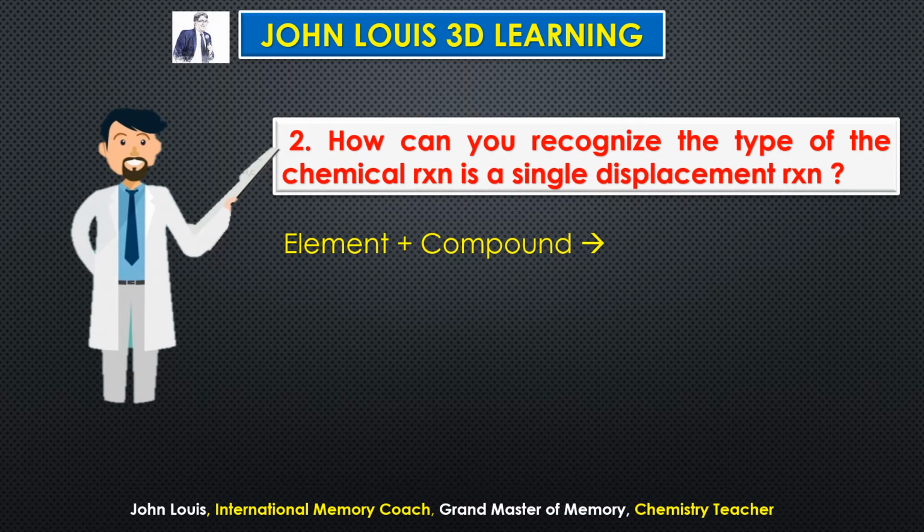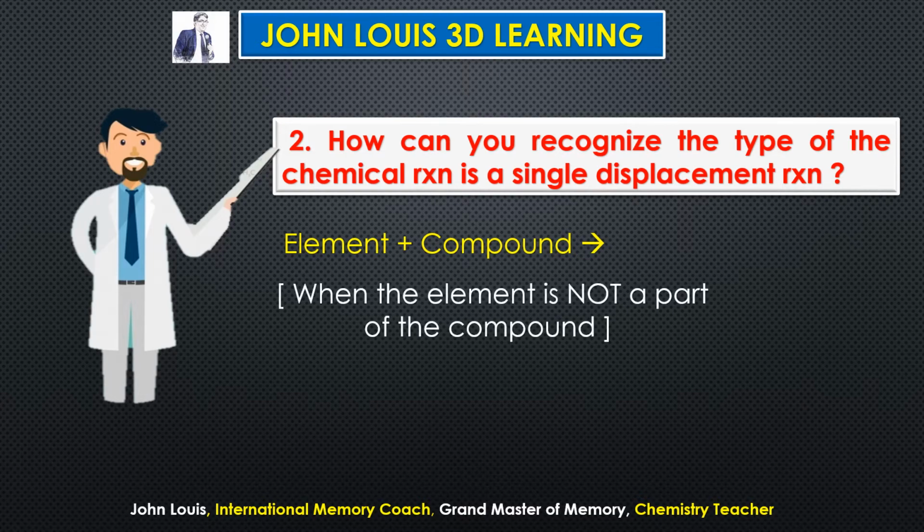But there is one condition. What is that? When the element is not a part of the compound. This element should not be the same as the positive ion of the compound or the negative ion of the compound. This element should be entirely different from the positive and negative ion of the compound. That is the meaning of this one: when the element is not a part of the compound.